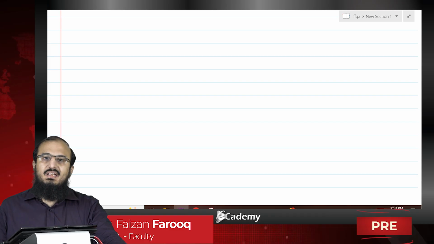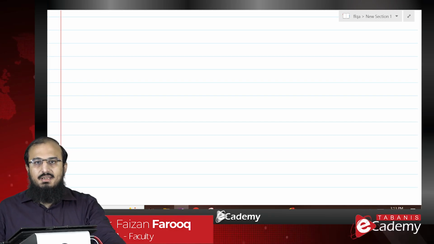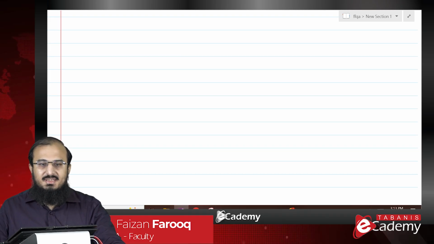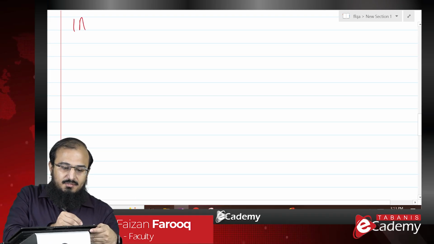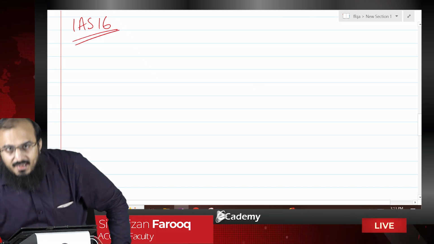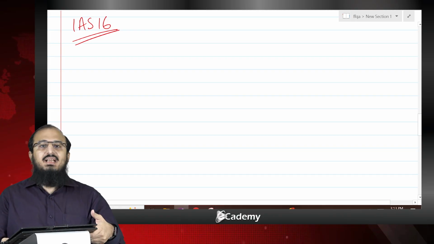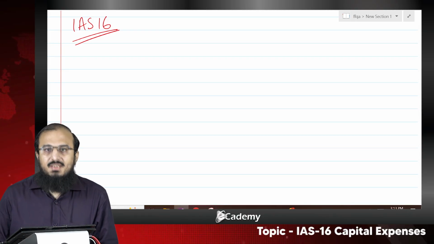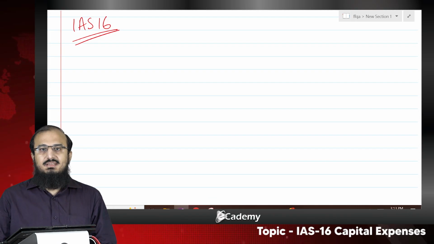We are starting a very important topic of financial accounting, FA. The topic is IAS 16, International Accounting Standard number 16. What is IAS 16 about? We are going to discuss it today. IAS 16 deals with tangible non-current assets.